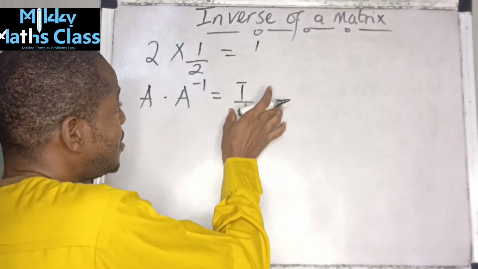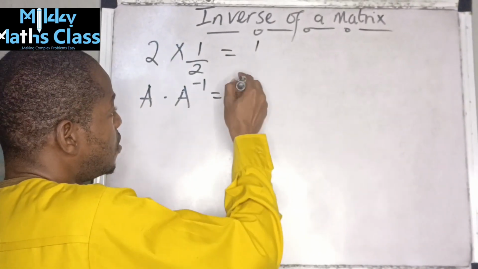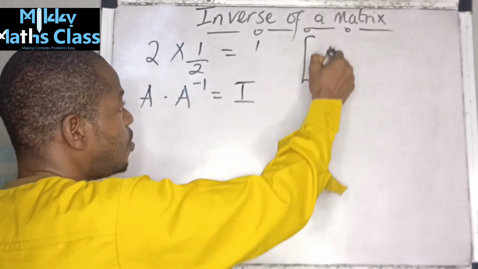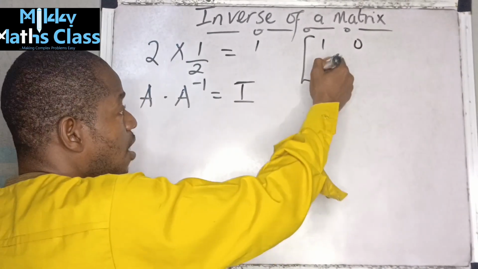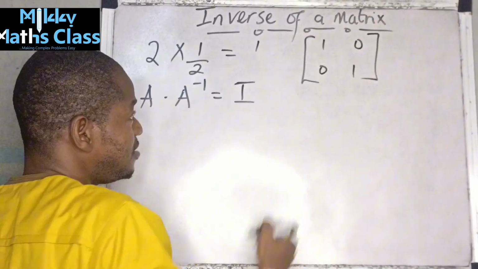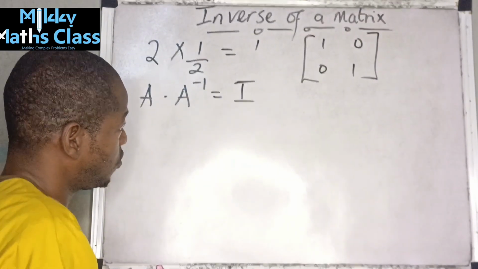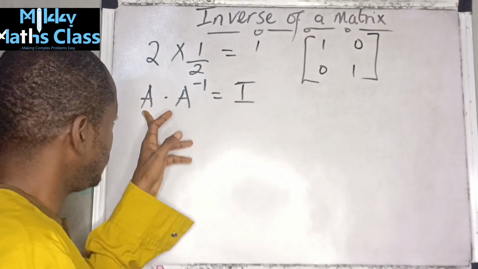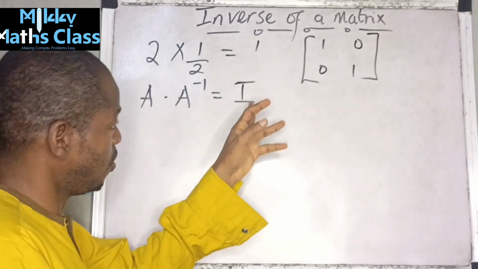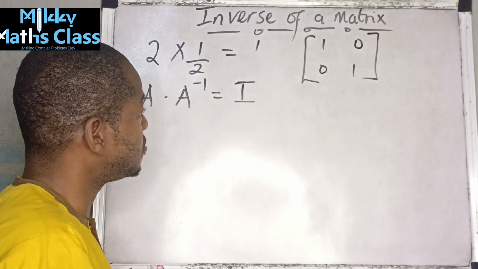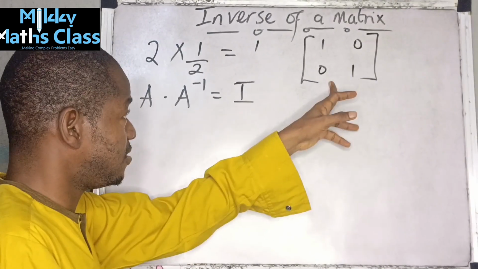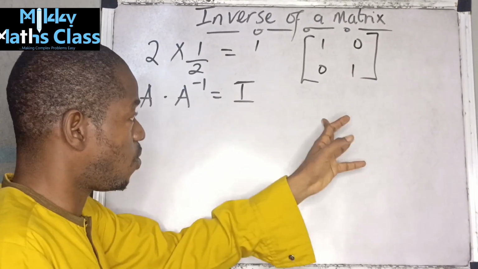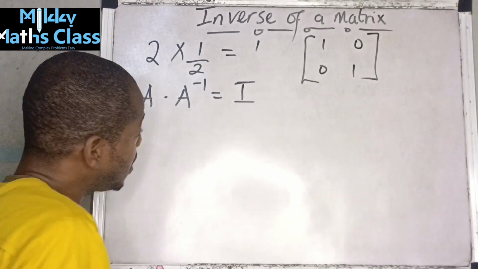And our identity element is when you have a square matrix where the leading diagonals are 1, the identity matrix. So our A, the matrix times the inverse, is equal to the identity element. And this is for a 2 by 2 matrix. This is the identity element. 1 times 1, 1. So that's the identity element.